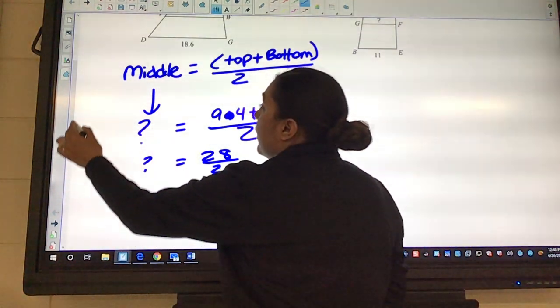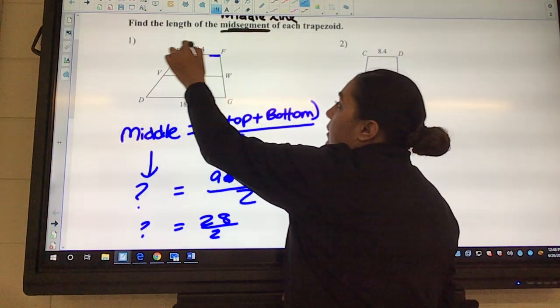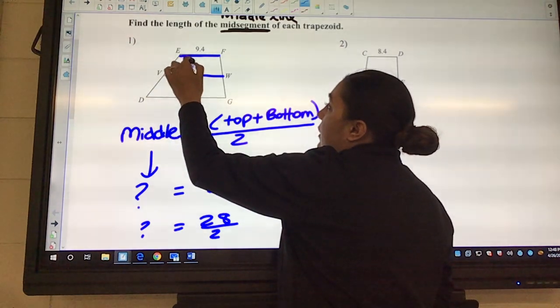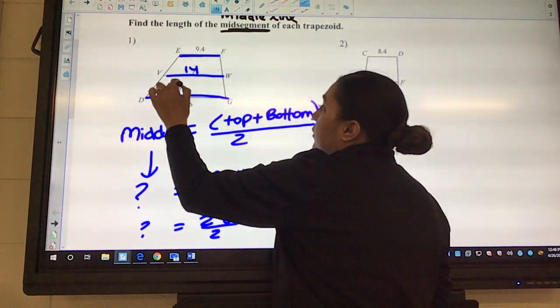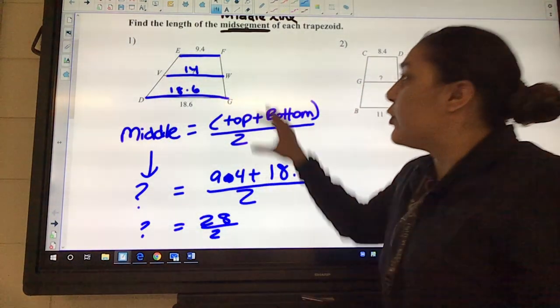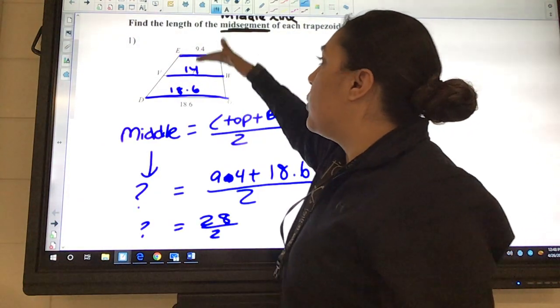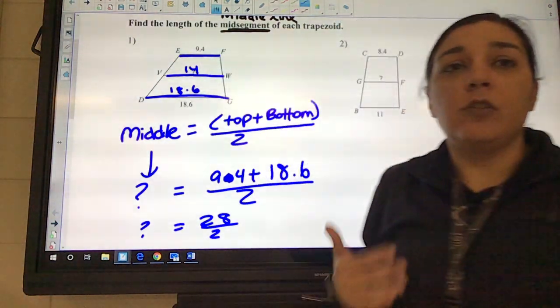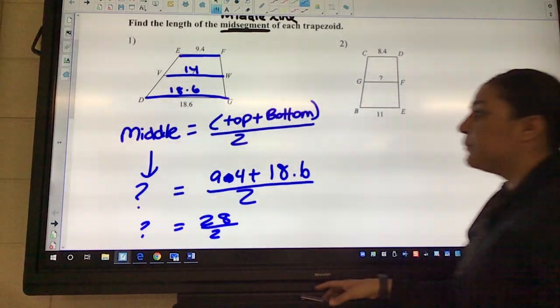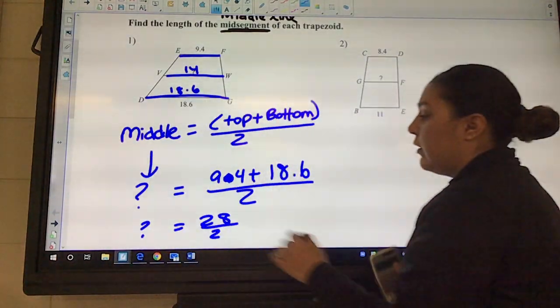Now, the small one is 9.4, the middle is 14, and the even bigger one is 18.6. If you get a number like 28 in here, there's no way 28 is going to fit between 9 and 18. So you know that that's not right. And a lot of this, you don't need to write all this stuff out.